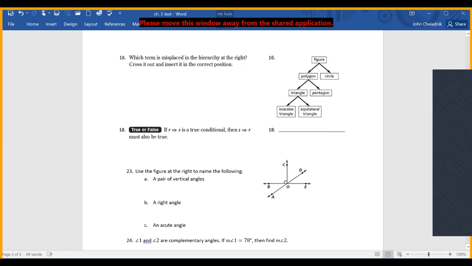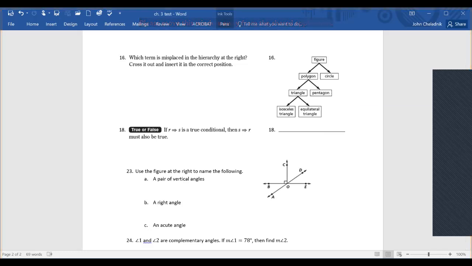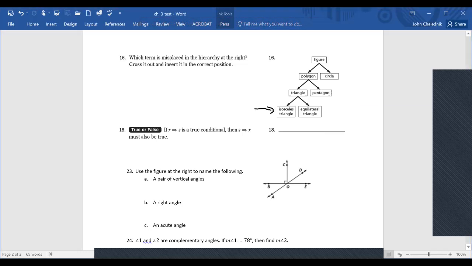Okay, triangles and pentagons are polygons, so that's good. And then isosceles triangles and equilateral triangles are both triangles. Now, this one is tricky because technically in an isosceles triangle at least 2 sides are equal. Well, equilateral triangles have all the sides equal, so it does have 2 sides equal. So actually, this was a kind of a tricky one.